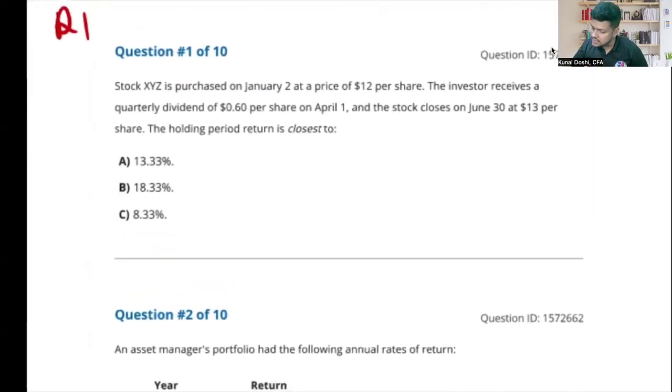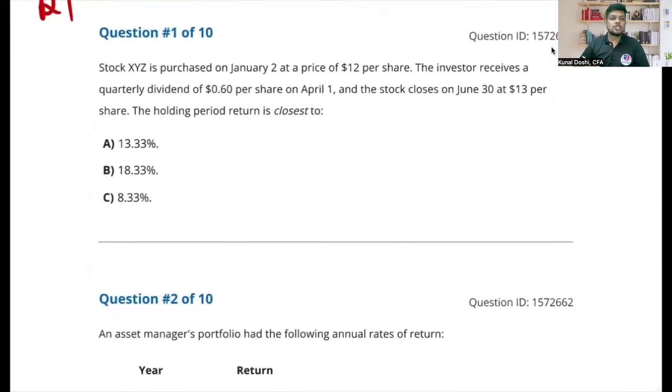Okay, let's do these questions. Number 1. A stock is purchased on January 2 at a price of 12. This is the beginning value. The investor receives a quarterly dividend of 0.6 per share on April 1st, and the stock closes on June 30th at 13 per share. What is the holding period return?